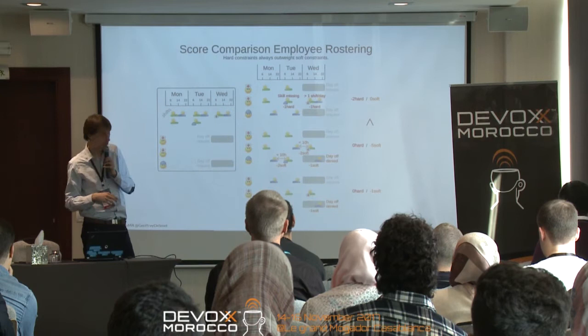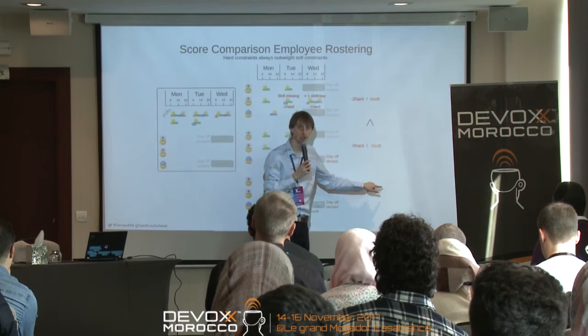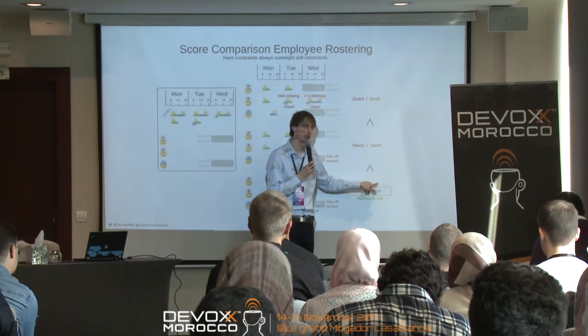So what do we do? We look at the comparison between these. We see zero hard, then we look at the soft constraints, and we take the highest there. It's a lexicographical comparison, as they call it, but simply put, it's like version numbers. You first look at the first number, then you look at the second number if they are the same. So higher is always better.